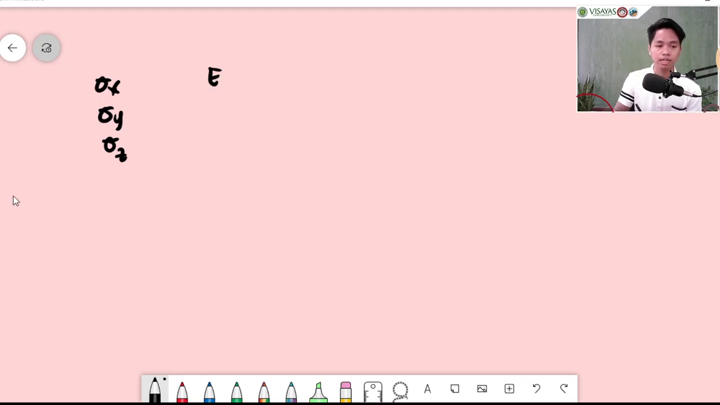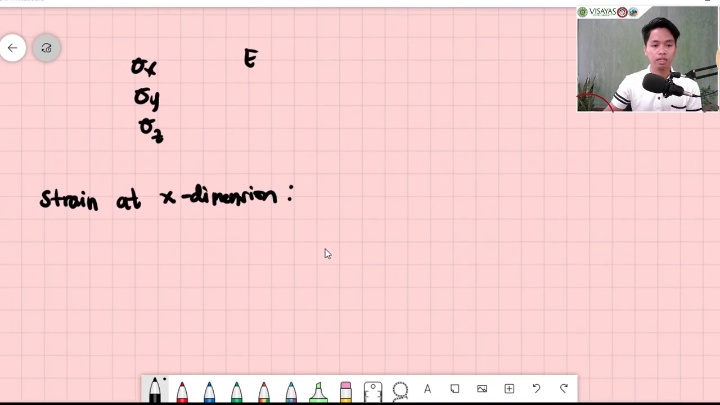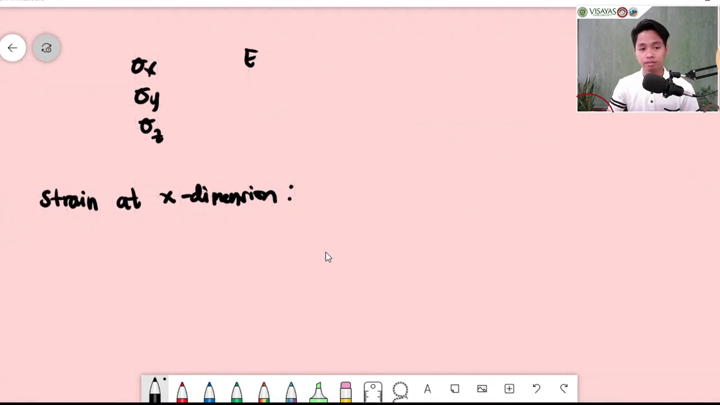So let's say we want the strain at X dimension. Diba? So whatever dimension nga naa ni X, ato i-compute ang iyahang strain. Okay. So natay tulo, diba? That is mainly three stresses ang mag-cause of strain sa X direction.